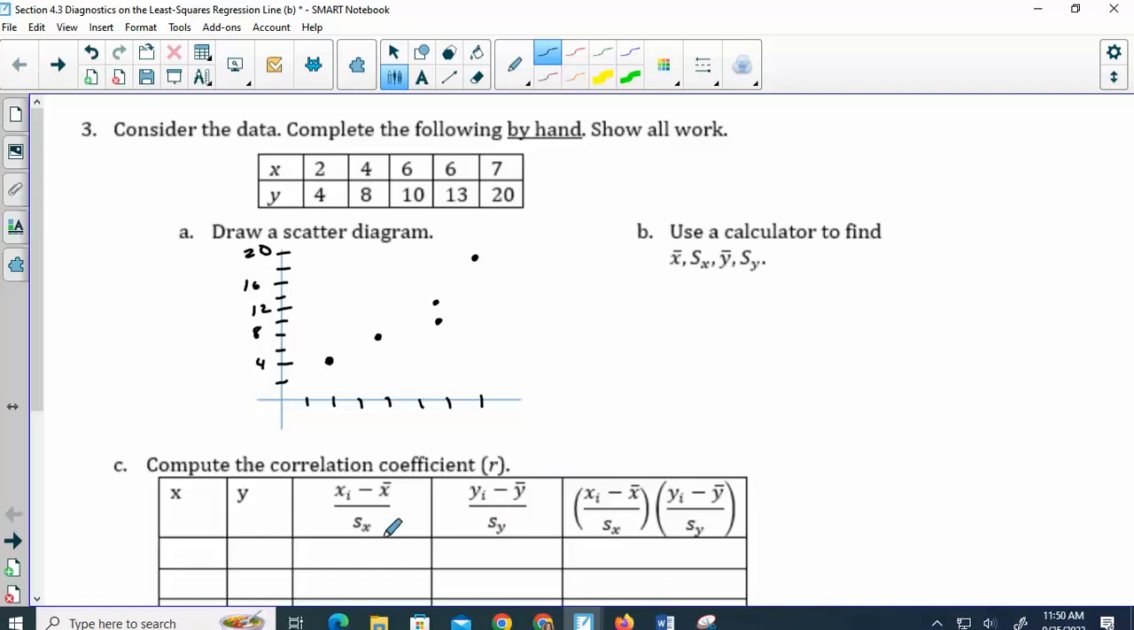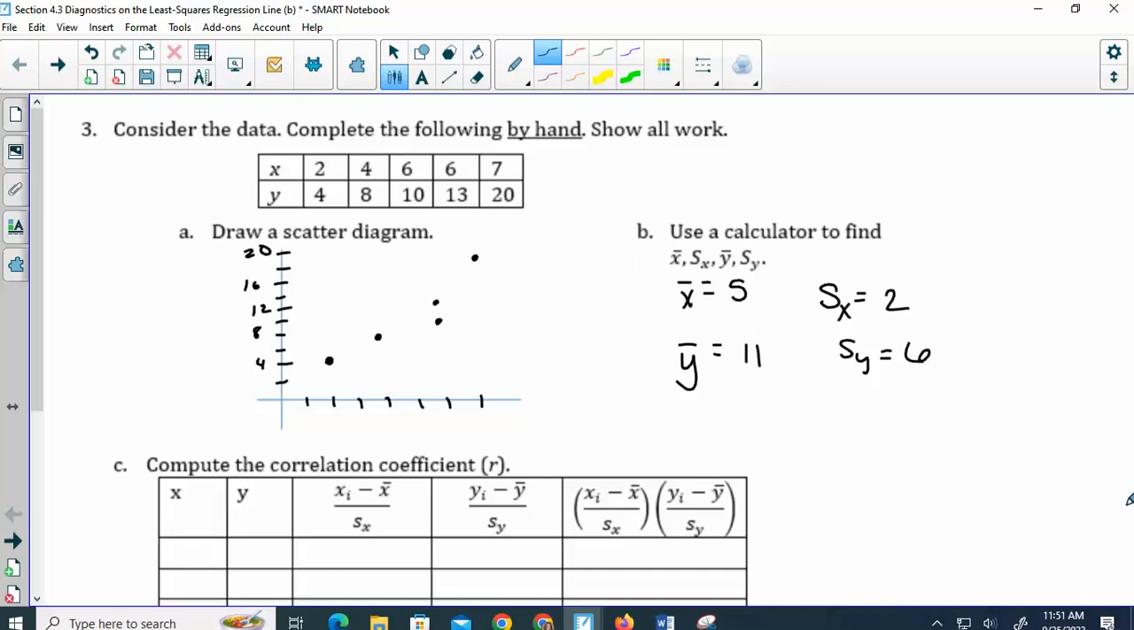All right, so then if I want to use my calculator to find all this, what do I do? Stat edit. All right, so my x is 2, 4, 6, 6, 7. My y is 4, 8, 10, 13, 20. Then we go to calculate. We can do 2 variable statistics just to get everything at once. So x bar is 5. Standard deviation of x is 2. Y bar is 11. Standard deviation in y is 6. Everybody with me so far?